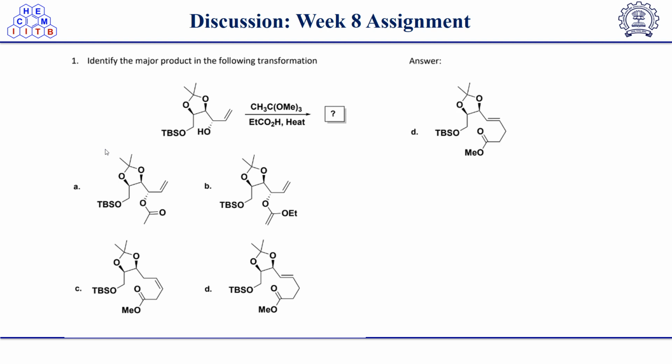So here the correct answer is option D. That is, nothing has changed, just this double bond has migrated to here and this ester group has come at this position, at the terminal position. What is happening here is actually a Claisen rearrangement. We have previously discussed the mechanism of Claisen rearrangement as well.